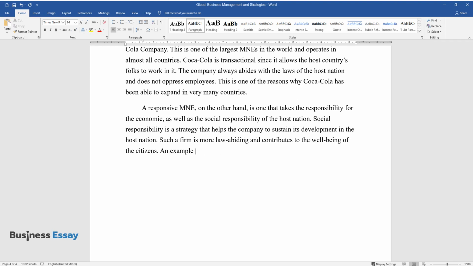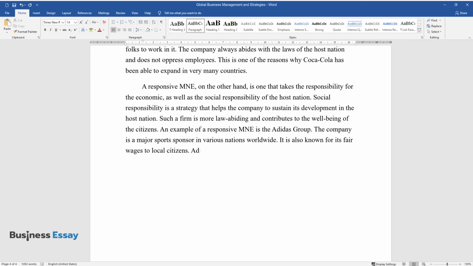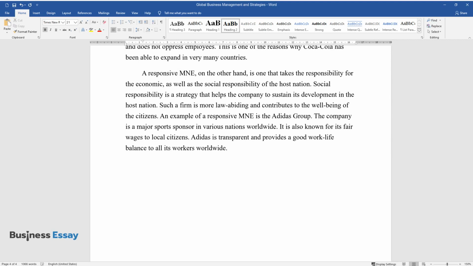An example of a responsive MNE is the Adidas Group. The company is a major sports sponsor in various nations worldwide. It is also known for its fair wages to local citizens. Adidas is transparent and provides a good work-life balance to all its workers worldwide.